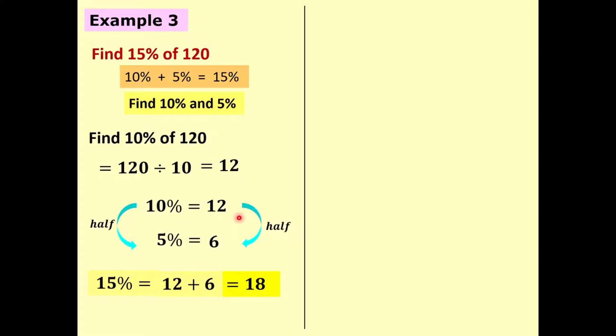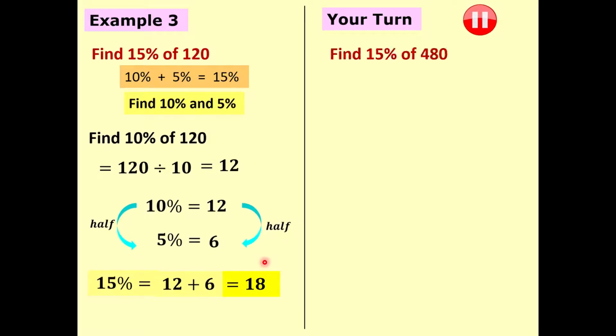So this is all about looking at your percentage and breaking it down into percentages that we know how to calculate. We know how to calculate 10%, we now know how to calculate 5%, so we can build it up to get exactly what we want. And we've added our answers together at the bottom to give us 18. So again, following along with this example, can you please try to find 15% of 480? So pause here.